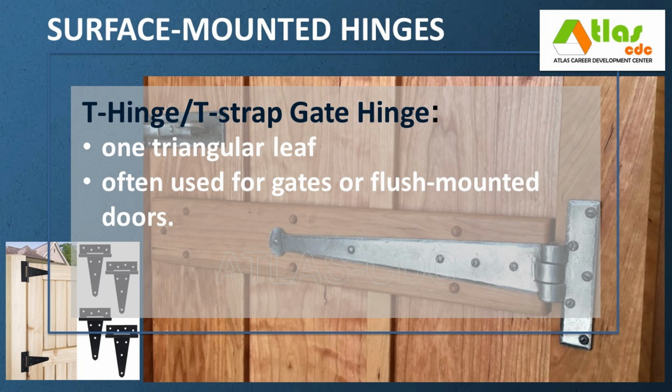T-hinges are similar to strap hinges but with one triangular leaf, often used for gates or flush-mounted doors. T-hinges are surface-mounted hinges shaped like the letter T, commonly used for gates, shed doors, and other lightweight exterior or utility doors. The long horizontal part attaches to the door, while the vertical part mounts to the frame or post, providing both support and easy installation. T-hinges are valued for their rustic look, simplicity, and suitability for wide or heavy doors that don't require concealed hardware.